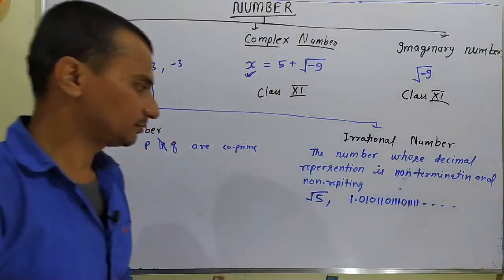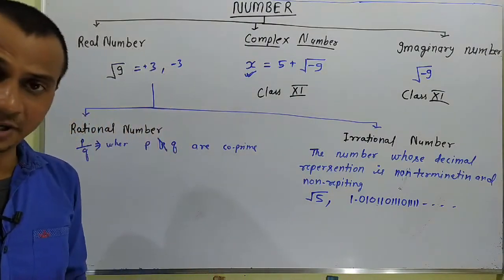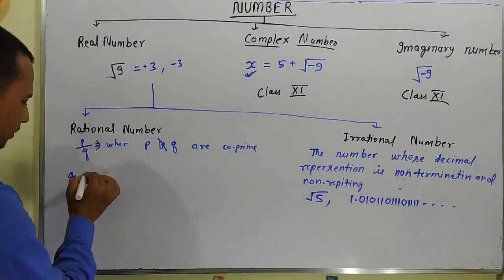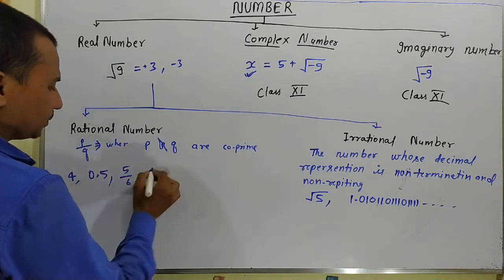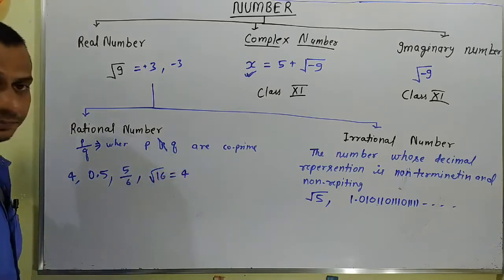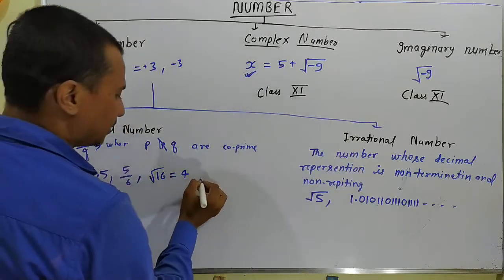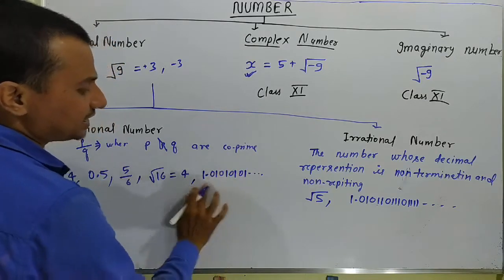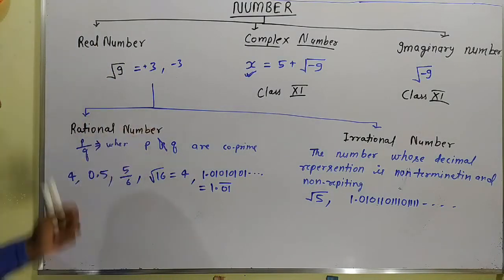Another example, 1.01, 0.11, 0.111, 0.1111 and so on. These are irrational numbers. A rational number is either a terminating decimal or a repeating decimal. It means 4, this is your integer, 0.5, this is your terminating decimal, 5 by 6, this is your fraction. You can say root under 16, because we can get the value 4. These all are rational numbers because the value is terminating. You can also say 1.01010101, this is repeating. It means 1.01 whole recurring. This is also a rational number. These are the examples of rational number.